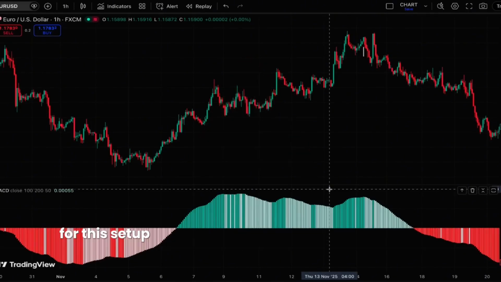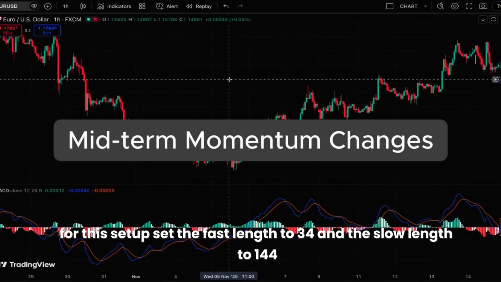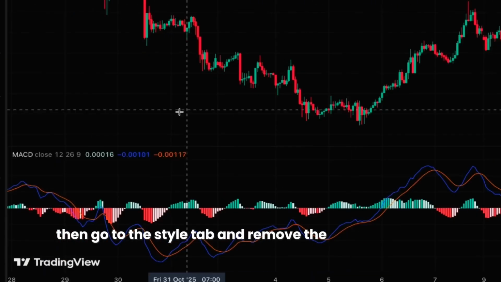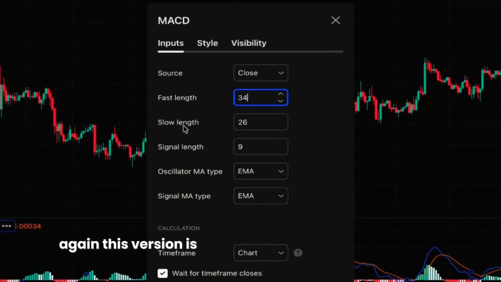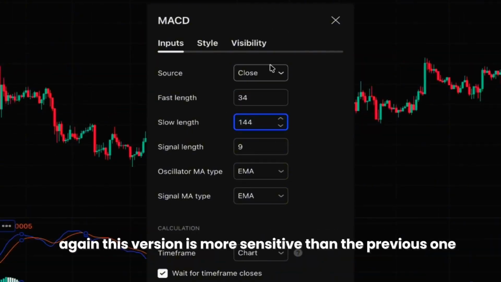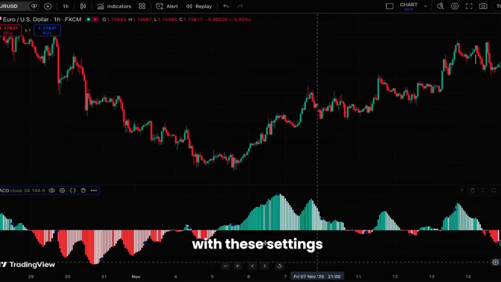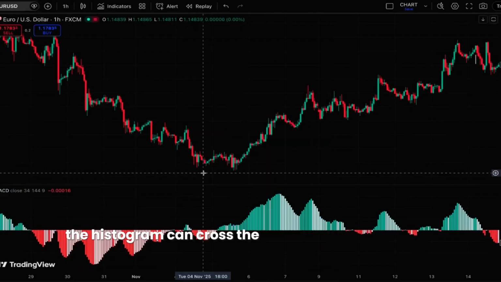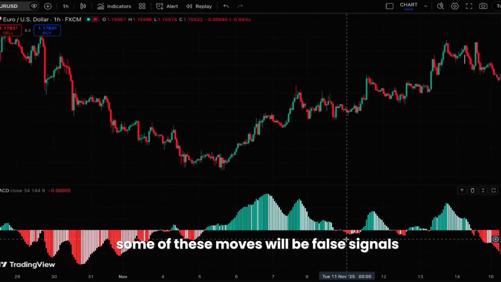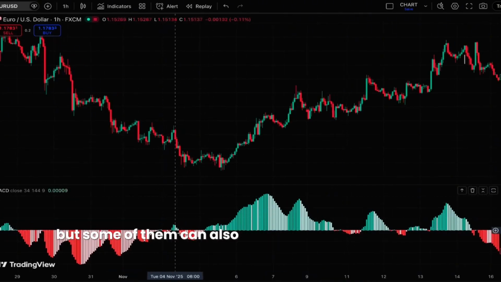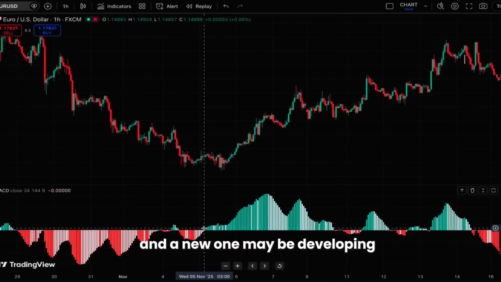For this setup, set the fast length to 34 and the slow length to 144. Then go to the Style tab and remove the MACD line and the signal line again. This version is more sensitive than the previous one, so it responds to deeper pullbacks more quickly. With these settings, the histogram can cross the center line during stronger pullbacks. Some of these moves will be false signals, but some of them can also warn you that the current trend is weakening and a new one may be developing.